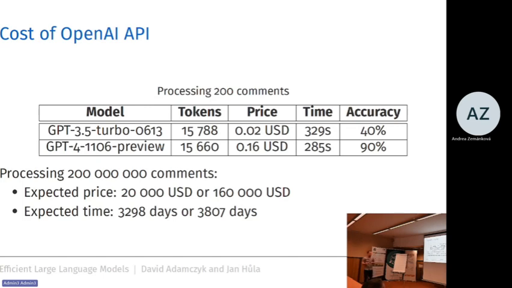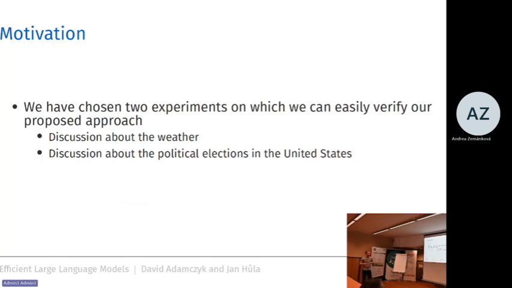So we have datasets that contain over 200 million comments, and we expected the price to be over 20,000 USD, and the expected time is over 3,000 days. So it is not possible. So the motivation is to analyze our data, and in this presentation, I would like to show you the example with the discussion about the political election in the United States and the discussion about the weather.